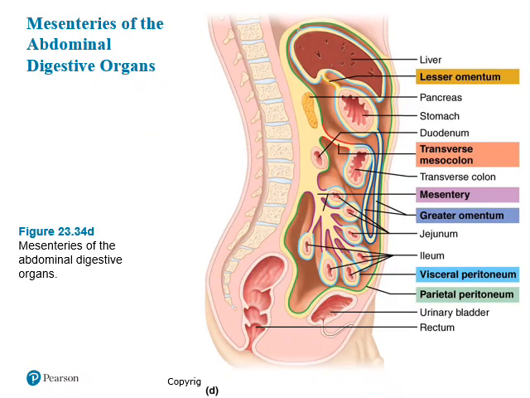So let's take a look at the mesenteries and their relation to the organs of the abdominal cavity so you will understand the rest of the other accessory coverings of the organs of the abdominal cavity. First of all, that yellow line right there is the boundary of your abdominal cavity.